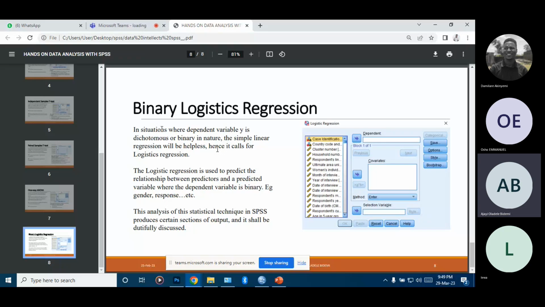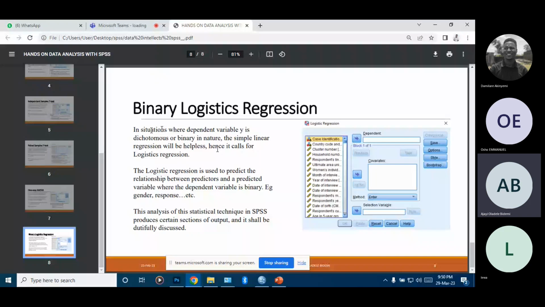We have our dependent variable measured on a binary scale. That is, the response variable is measured with two responses. Okay, rich or poor, tall or short. Whenever our response variable is measured on two responses, we usually consider having a binary logistic regression to predict such variables.